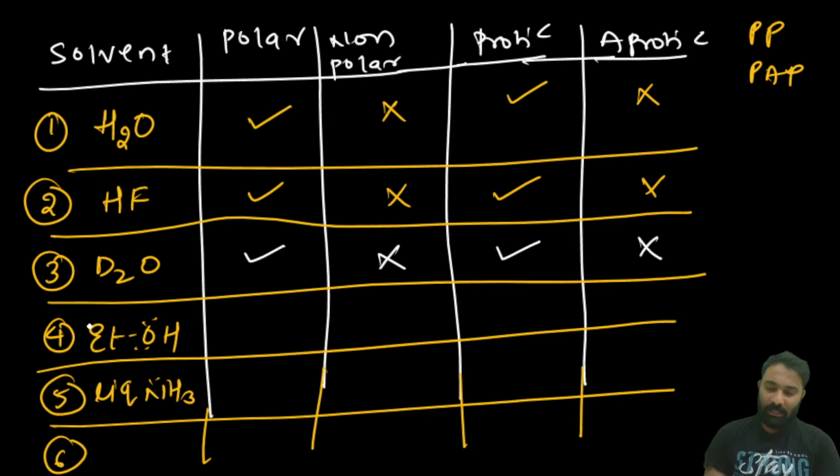Then ethyl alcohol. Okay, hydrogen isotope only, right? Ethyl alcohol will come under which category?